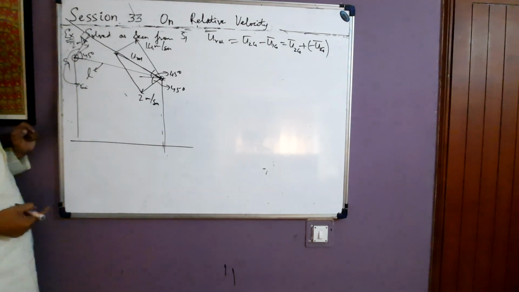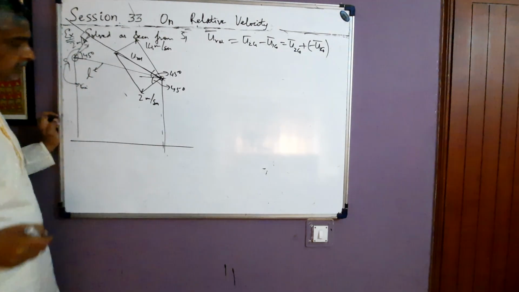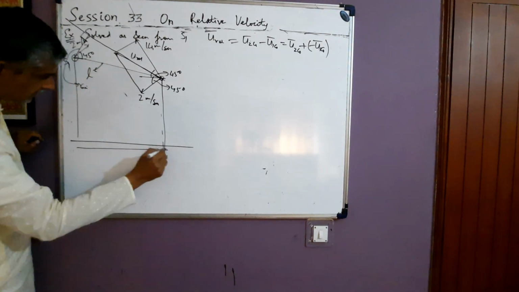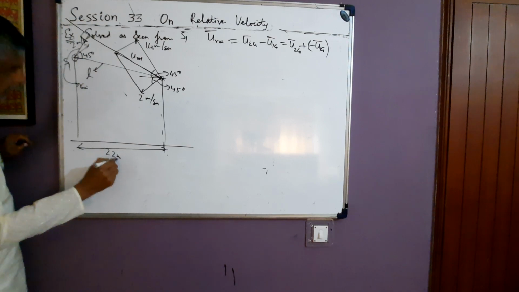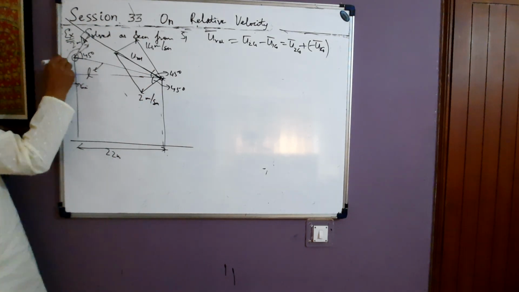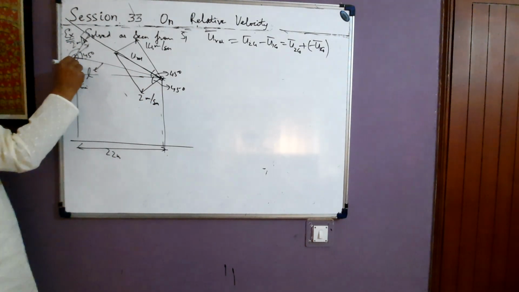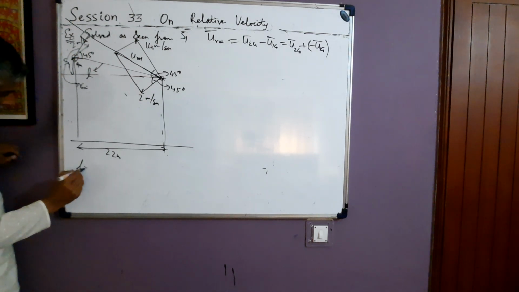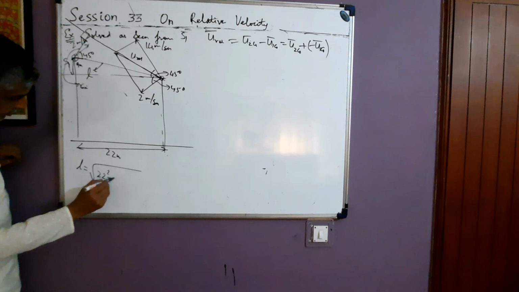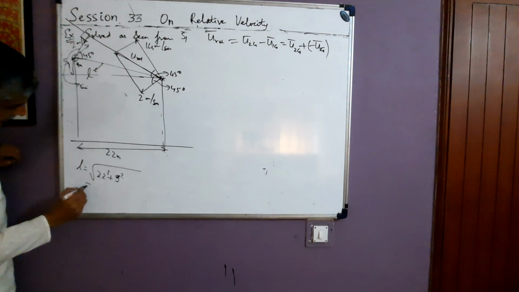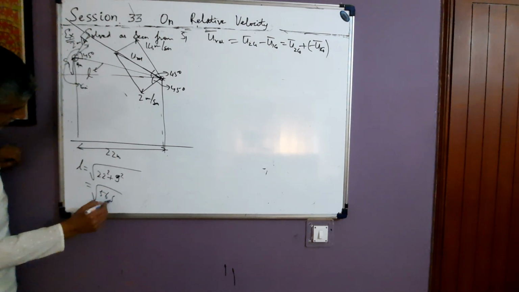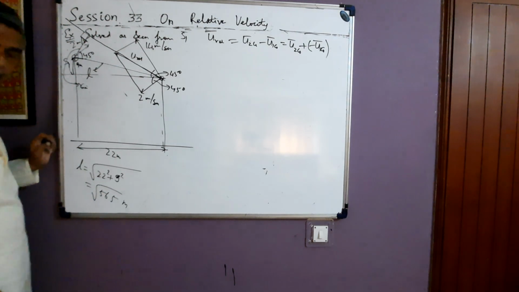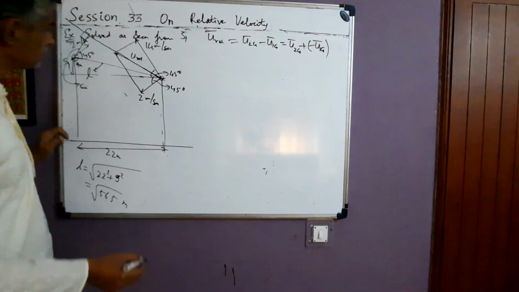L can be found from the geometry of the situation. This is 22 meter and the height difference is 9 meter. This is equal to 9 meter. This is 22 meter. This is equal to L by Pythagoras theorem. L will be root of 22 square plus 9 square. That is just root 565 meter is the value of L.